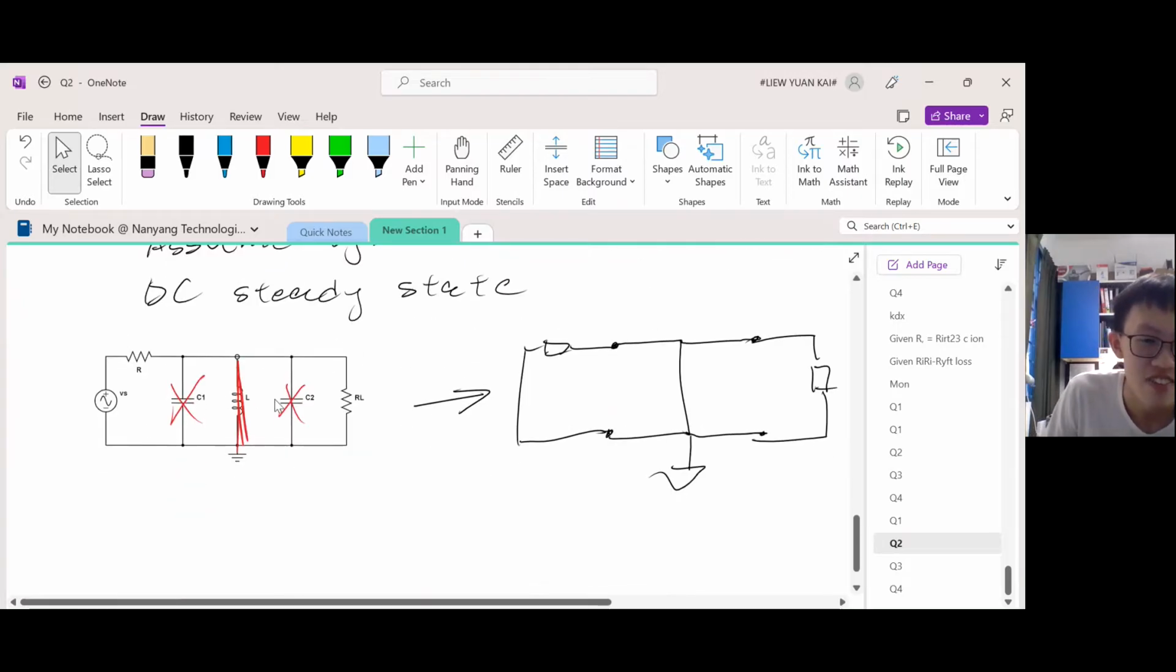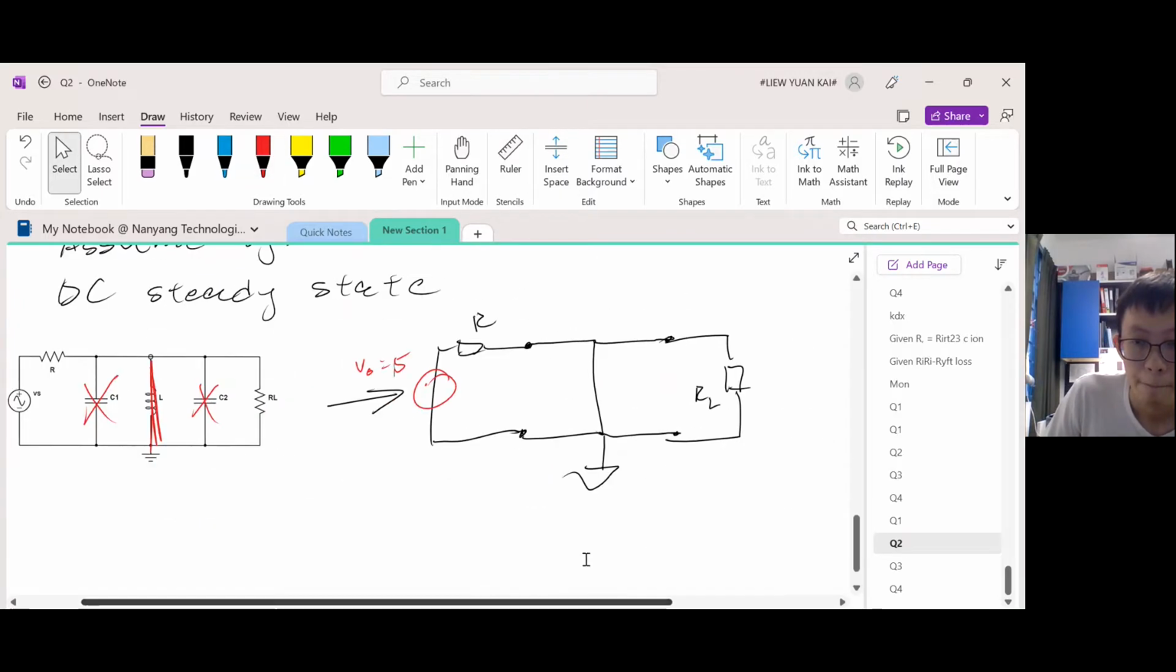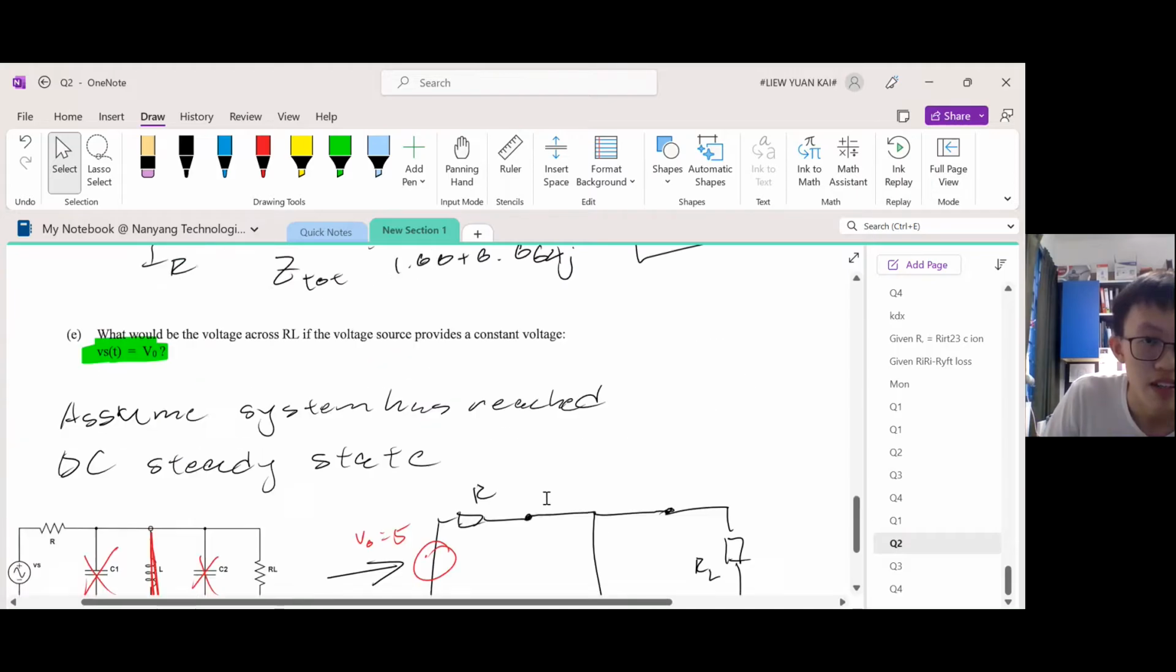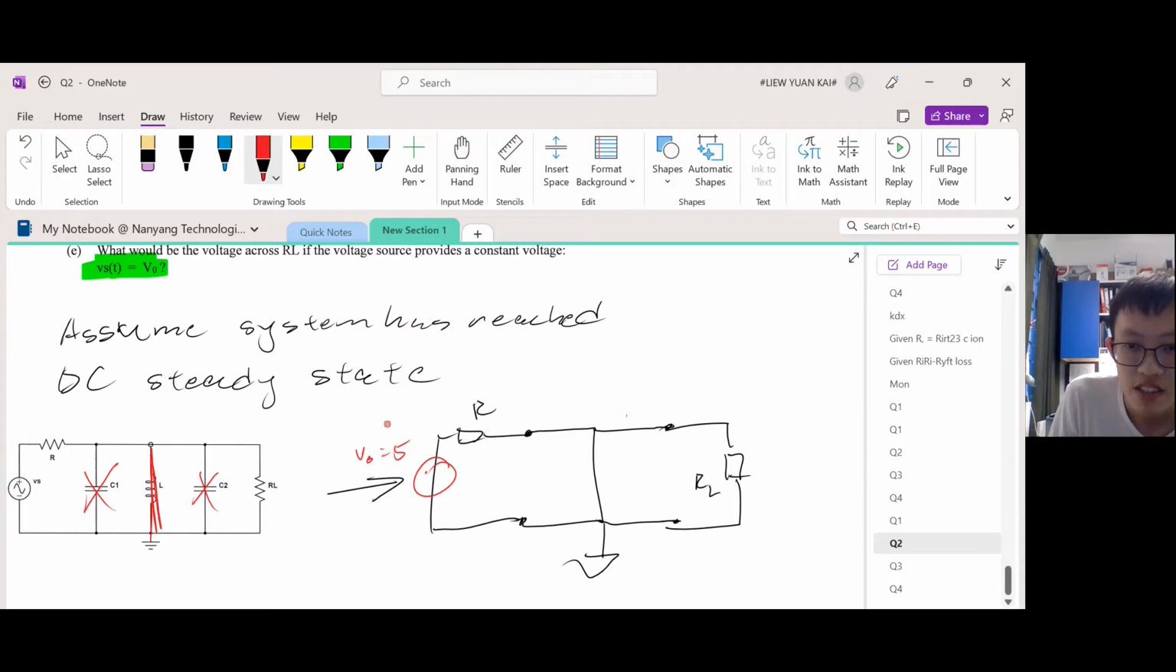So all the capacitors become open circuits, meaning they're broken wires. All the inductors become short circuits, meaning they just become wires. This is R, this is RL, and we still have a voltage source here with a value of V0, and V0 is just 5. Okay, so what are we supposed to find? Find the voltage difference across RL.